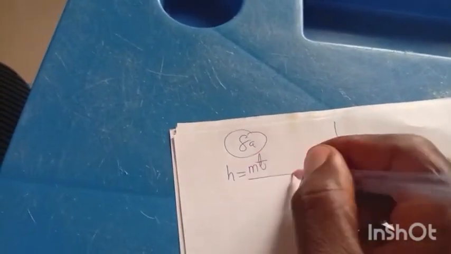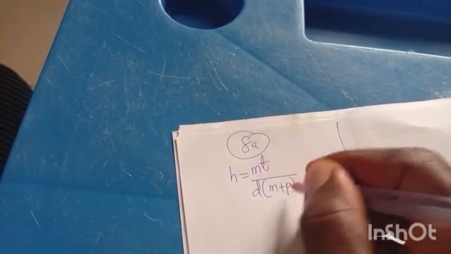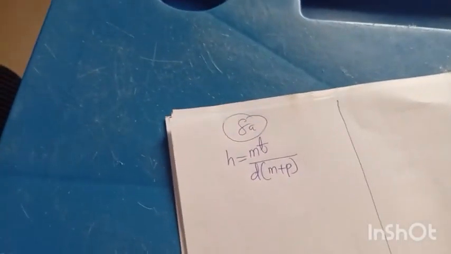I rule that is 8a. Now they give us H equals MT over D bracket M plus P, and they want us to make M the subject of the formula.